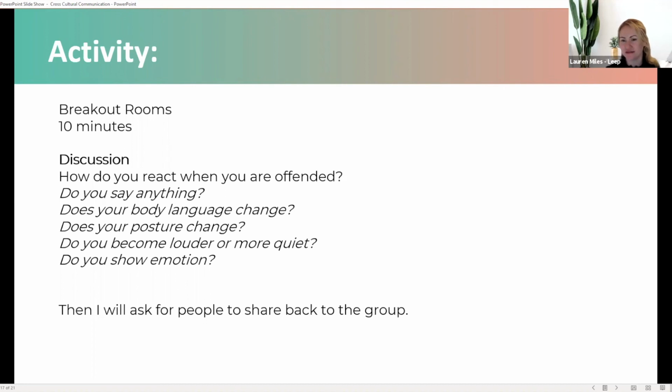You don't have to give any specific examples of reasons why you're offended. What I want you to do is to think about and share in the small groups how you react when you're offended. What do you do? Do you get angry? Do you go quiet? Do you just leave? Do you have an emotional reaction? If you're willing to, share with each other, and then I'll ask for people to share back. What happens for you when you get offended?